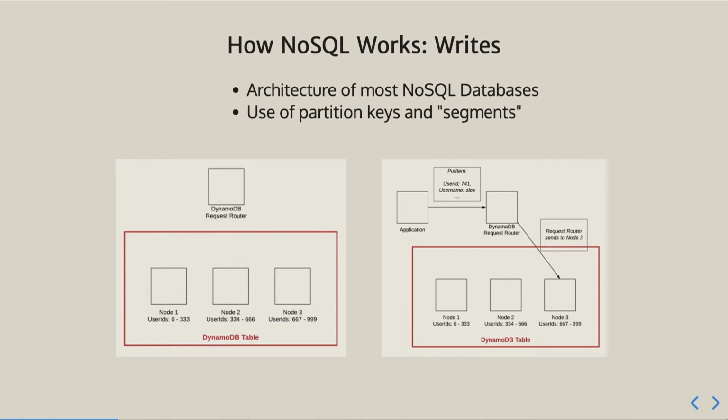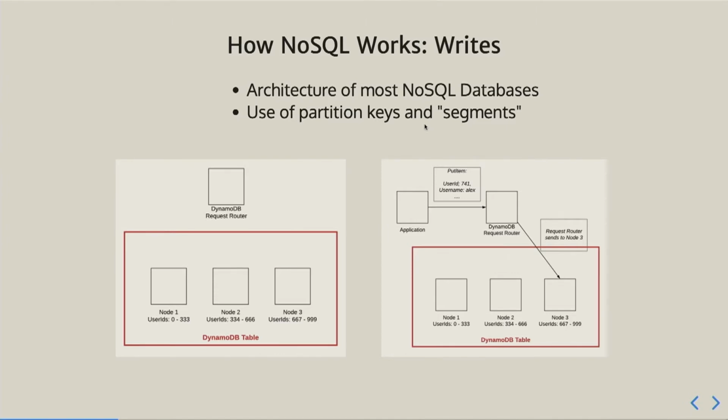So in this example here, we've got the DynamoDB request router and a few nodes. And you can see that these nodes have a particular set of user IDs that they're responsible for. So like, 1 to 300 or so. And then whenever we go to write some data into there, it checks the partition key, in this case 741. And based on that, it decides which node it's going to be stored in.